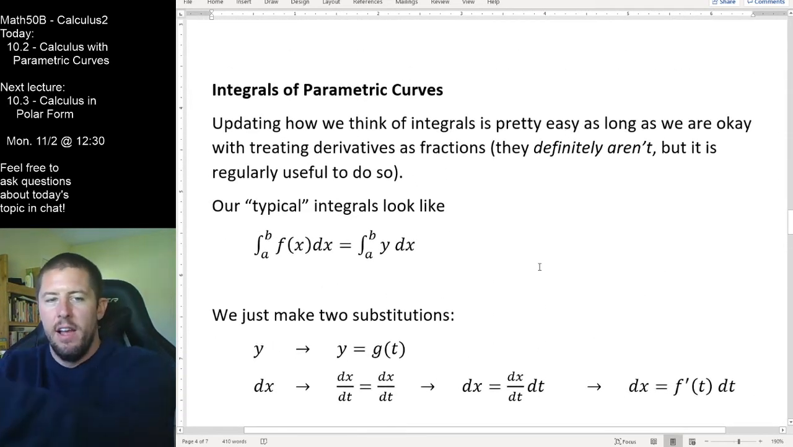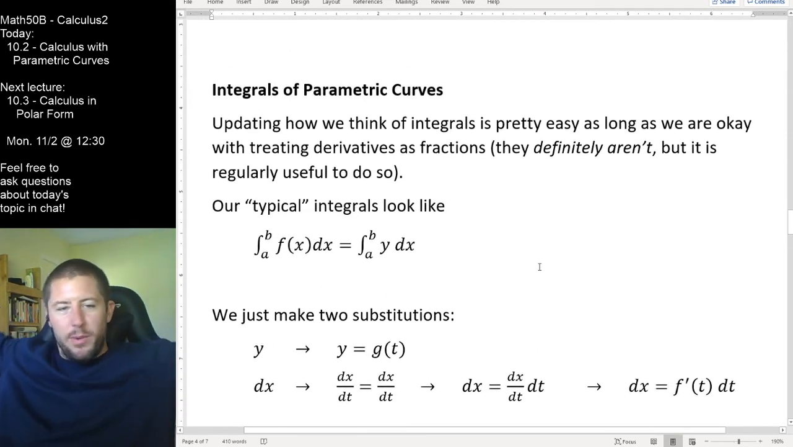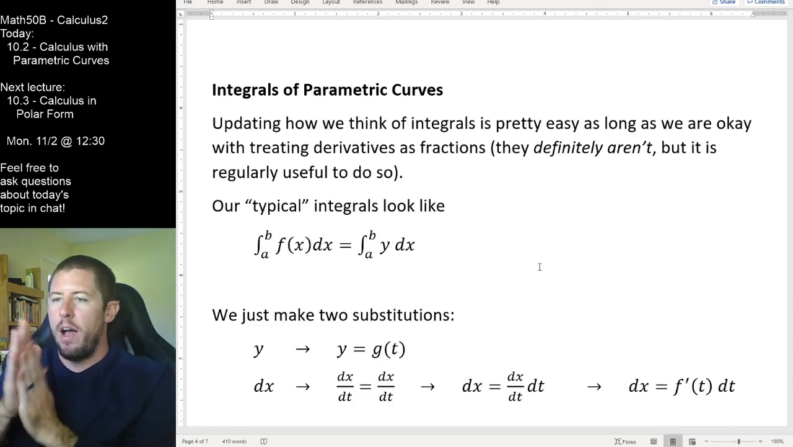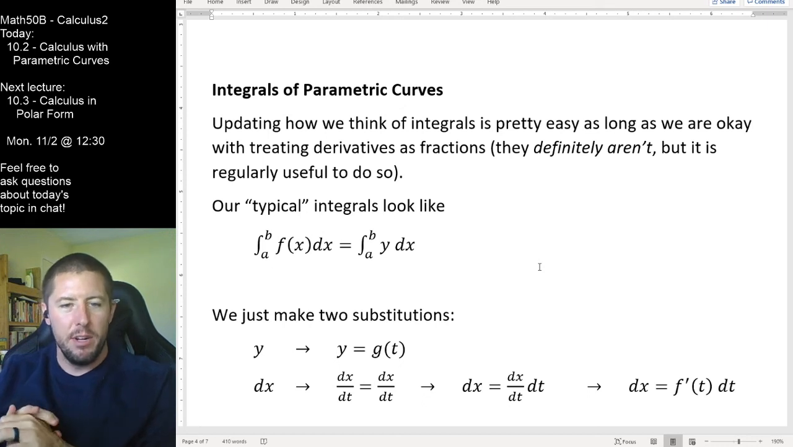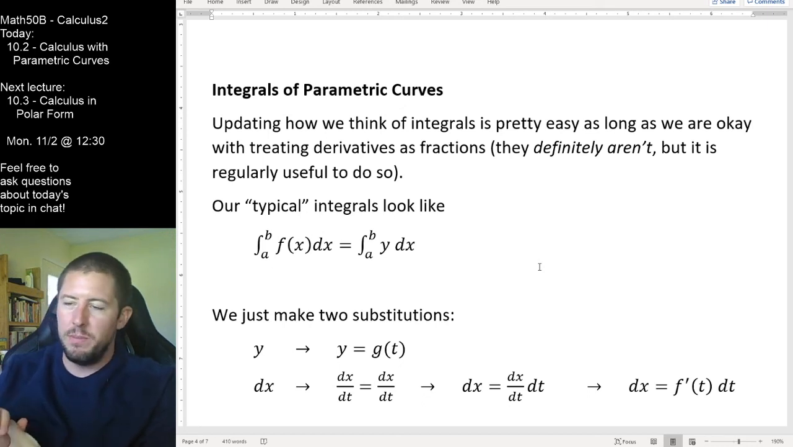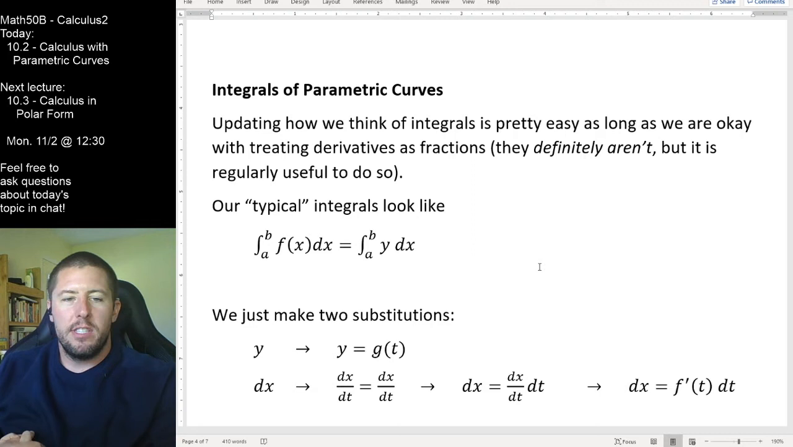Moving on to integrals right here. So integrals of parametric curves. We can do derivatives, we should be able to do integrals as well. So all we want to do is just update a couple of our terms very similarly to how we updated our differential terms for our derivatives. So all we're going to do is start with what we're comfortable with and just rewrite some terms here.